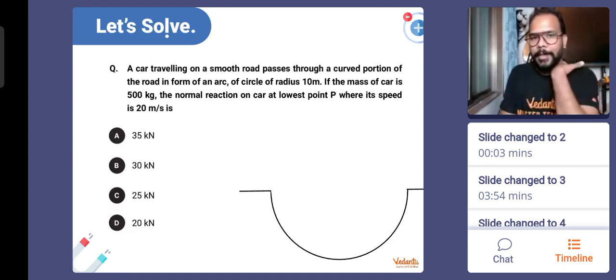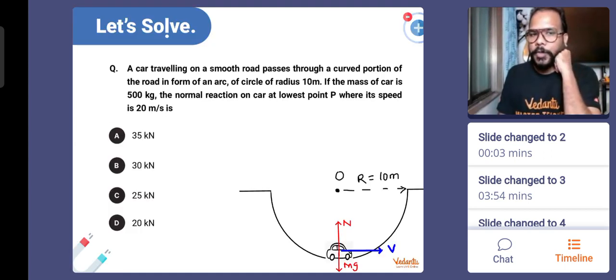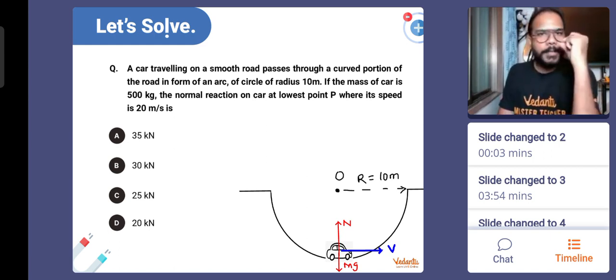Okay, so situation number 1 says that a car is traveling on a smooth road, passing through a curved portion of the road in the form of an arc. So like a road, there's a road which has an arc like this, and the car is going on this circular track. And obviously there's no tension force now.